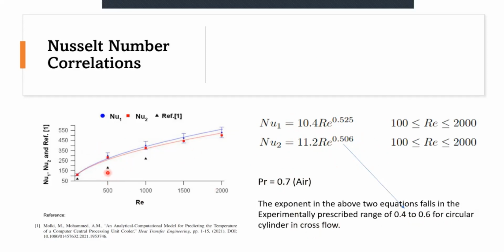Also, we have compared our results with another computational study. We can see some deviation, and this is due to some change in geometry, number of heat pipes, heat pipe diameters, and change in flow fields.